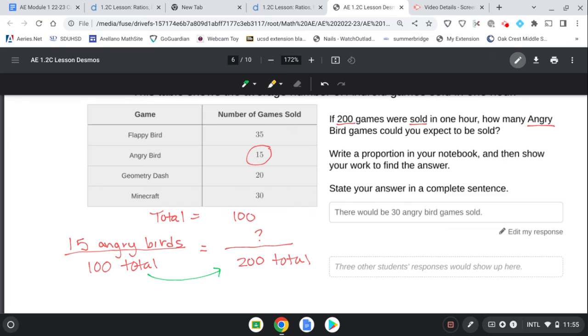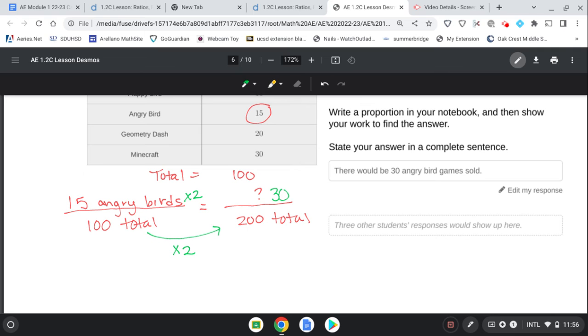So what do you multiply 100 by to get 200? That would be 2. 100 times 2 is 200. So then multiply 15 times 2, so that'd be 30. So this would be 30 Angry Birds to 200 total. So 30 of the games sold would be Angry Birds.